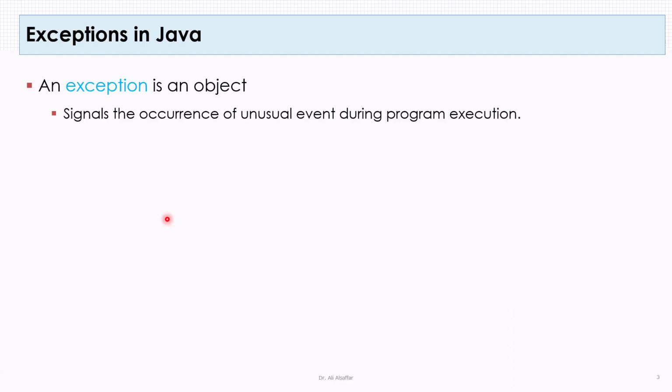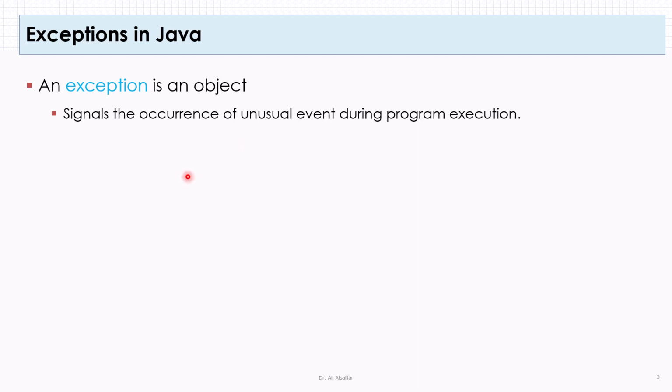So what is an exception? An exception is in fact an object, and it is created to signal the occurrence of an unusual event during program execution. And as you have seen, when the user entered a double instead of an integer, the exception occurred as an indication that something major happened, and the program crashed and could not continue.